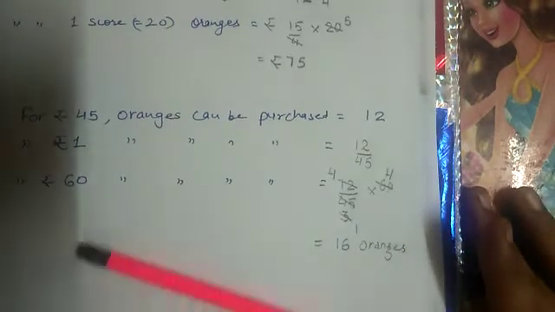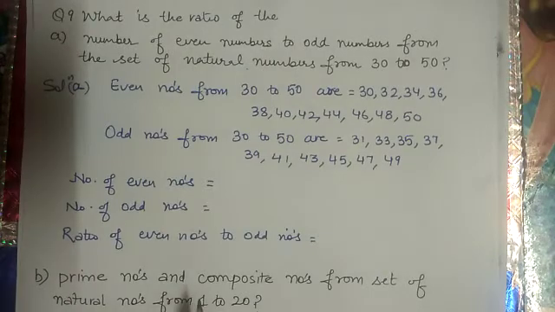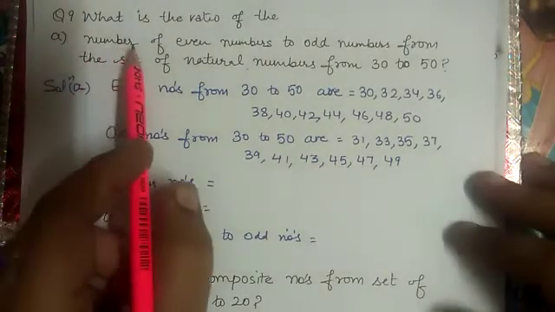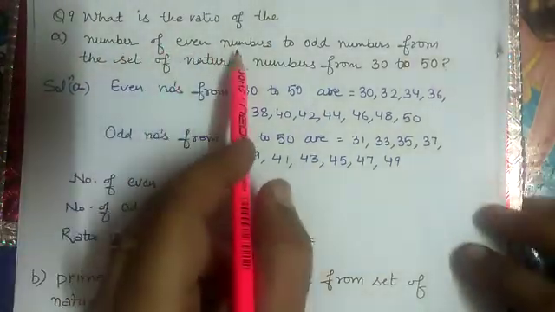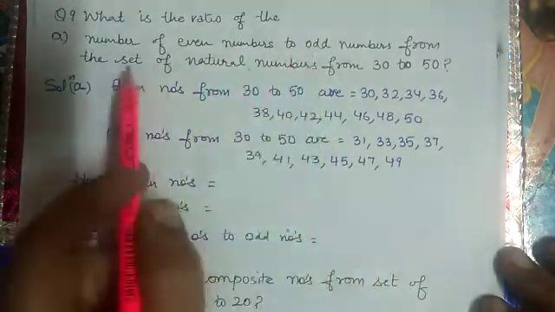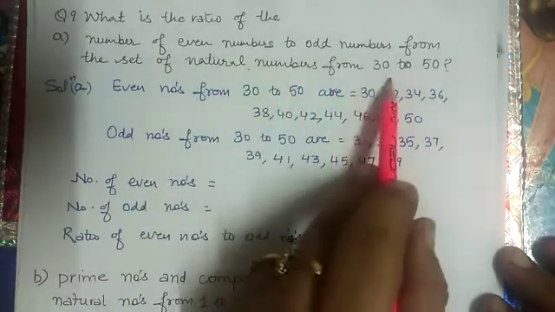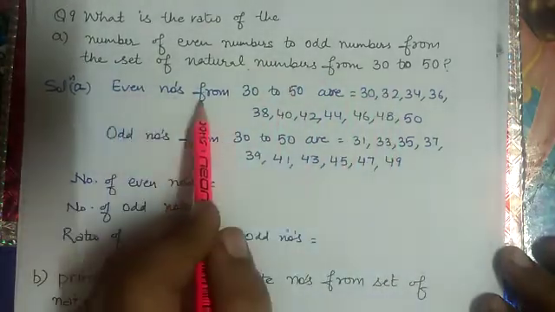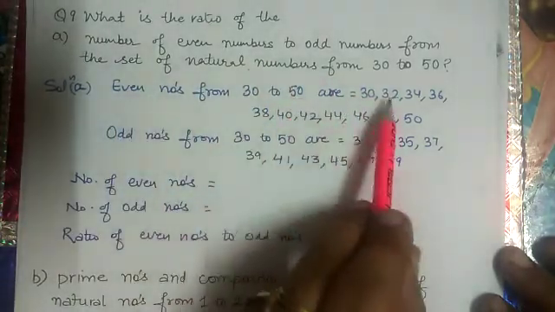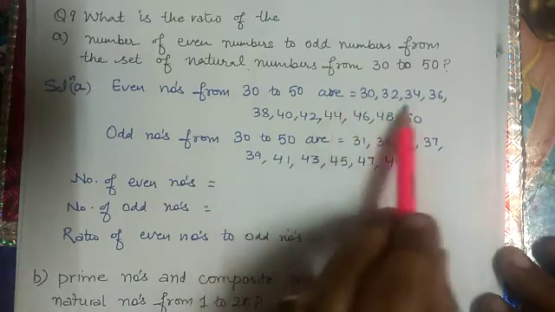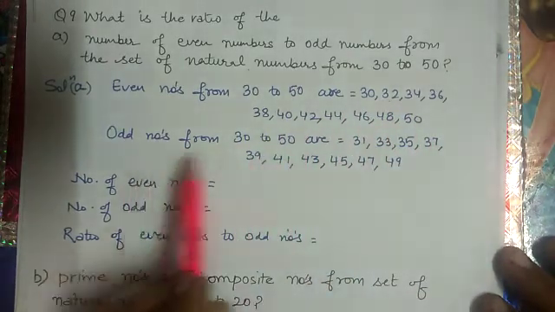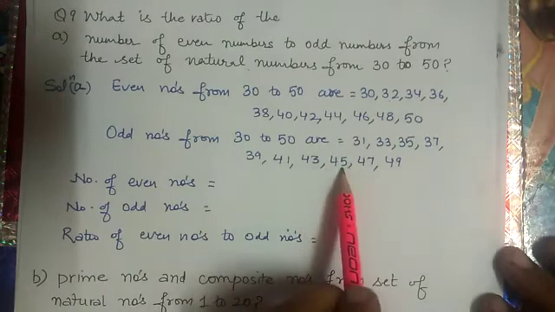Clear? Question number 9. What is the ratio of the number of even numbers to odd numbers from the set of natural numbers from 30 to 50? First of all, we will write the even numbers from 30 to 50, even numbers which are divisible by 2, and then odd numbers from 30 to 50.